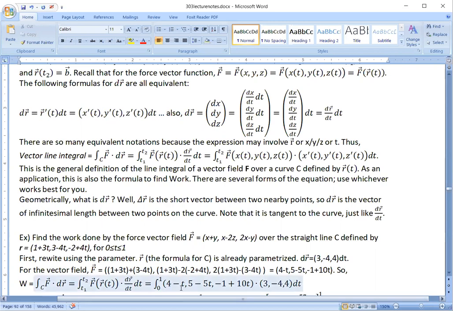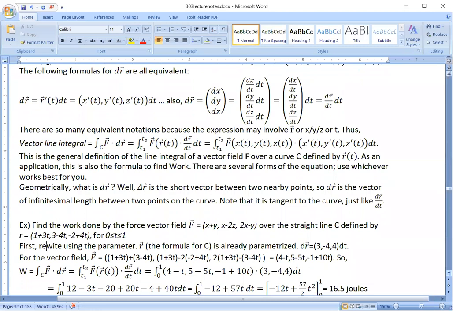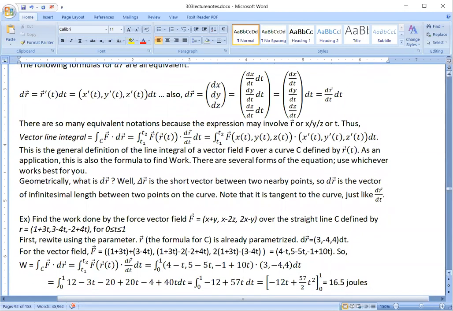And now you just have to do this integral. The first thing in order to do the integral is take the dot product. Taking the dot product, you get 12 minus 3t minus 20 plus 20t minus 4 plus 40t, all that dt. Simplify, of course, and you just get -12 plus 57t. Integrate that dt. Once it's all worked out, it's actually a very simple integral. The tough part is always the setup. So this is just -12t plus 57/2 t squared. Plugging in from 0 to 1, you get 16.5. And we were calculating work, so it is joules.